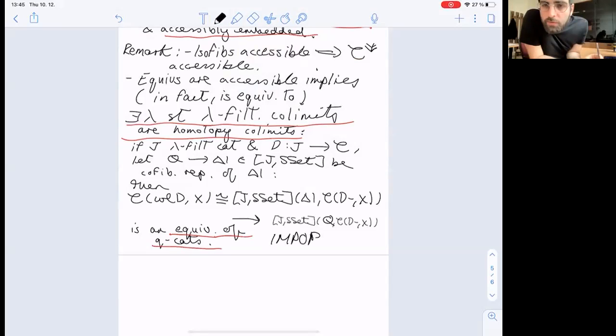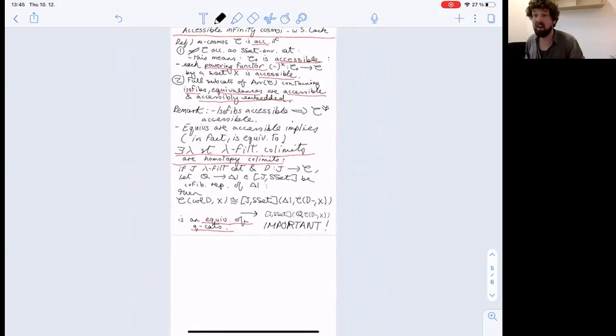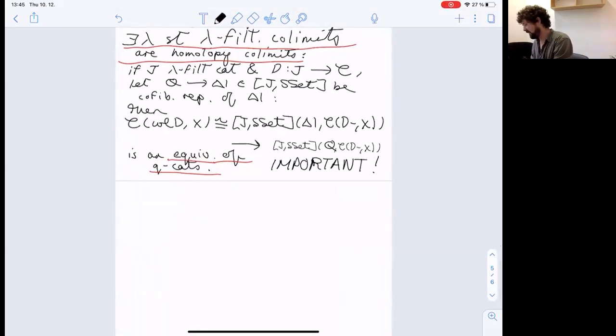John, may I ask you a question? Yeah. What is the lambda for which this happens in infinity categories? So in Q-cut, the smallest one, because equivalences are closed under filtered colimits. I'm pretty sure. I haven't really been thinking about that aspect. Okay.